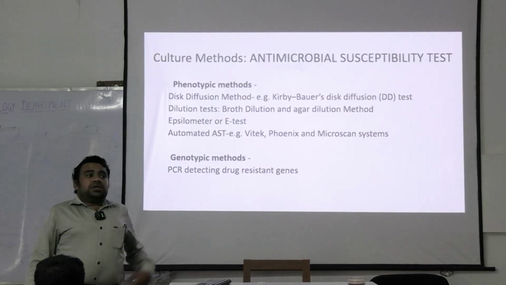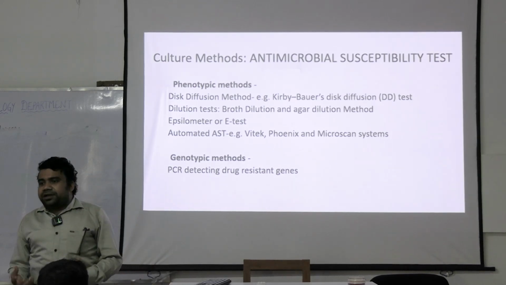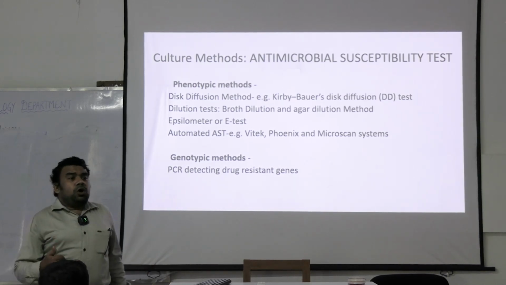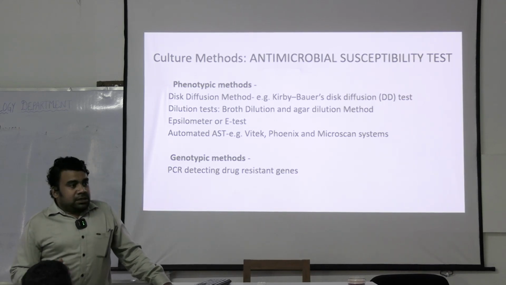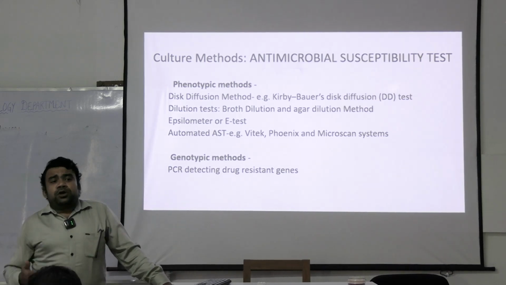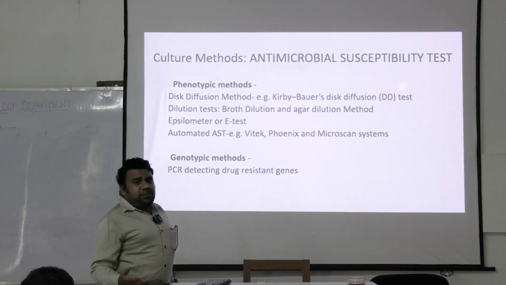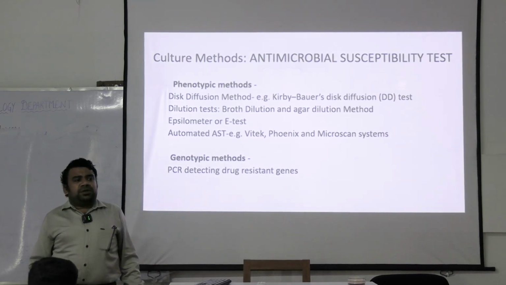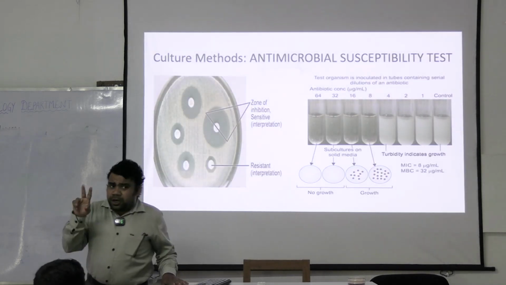After that, now we have cultured the bacteria, we have identified it. Now we need to know which of the antimicrobial agents will be effective against this bacteria. That is, we need to do antimicrobial susceptibility testing. Now, this type of testing again can be done conventionally and it can be done by automated methods.